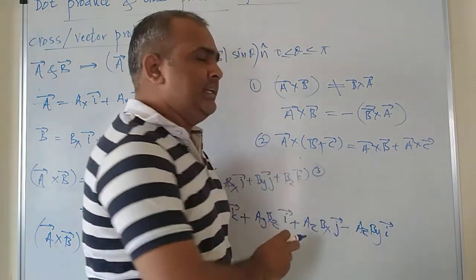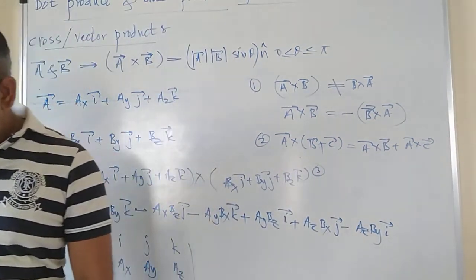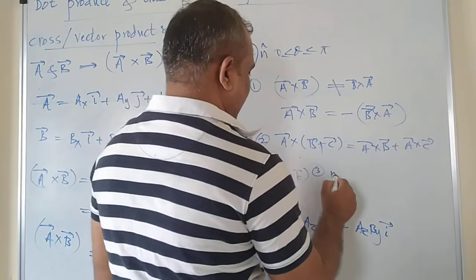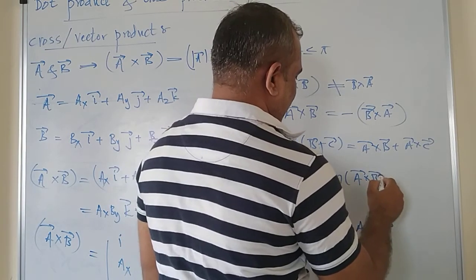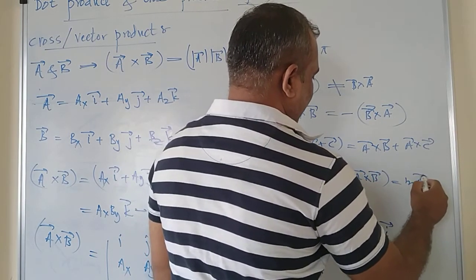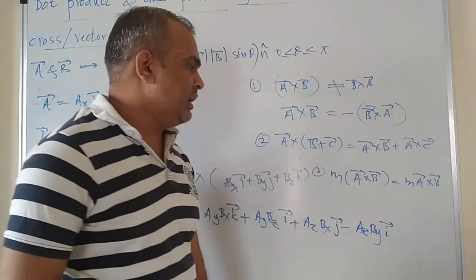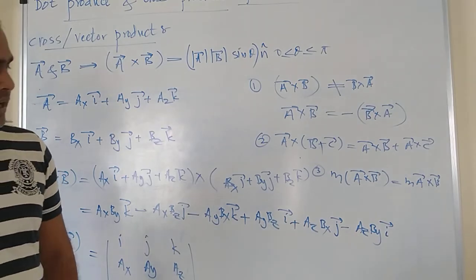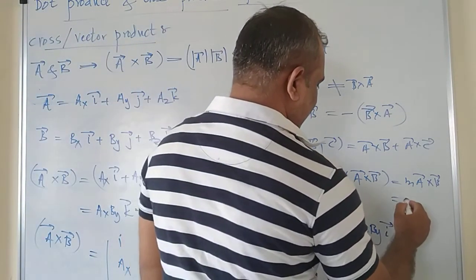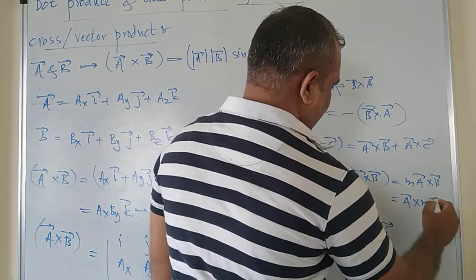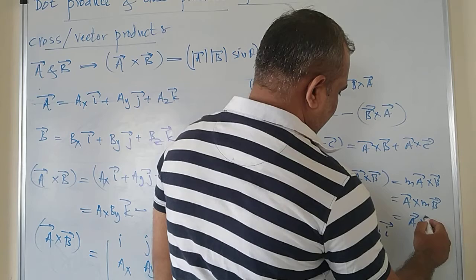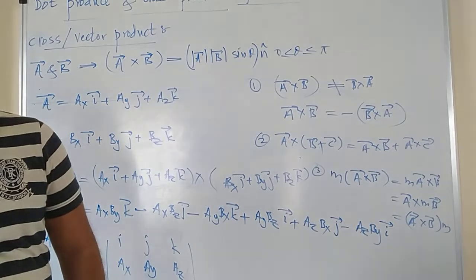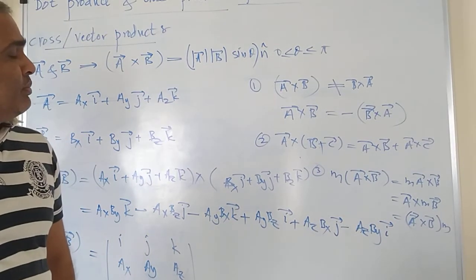So distributivity is valid. If you multiply by any scalar to the vector, then m into a bar cross b bar you can write as m a bar cross b bar, or a bar cross b bar and then m. Got it? One more way of writing this is a bar cross m b bar, or a bar cross b bar and m. Hope you have understood these valid laws. Got it?